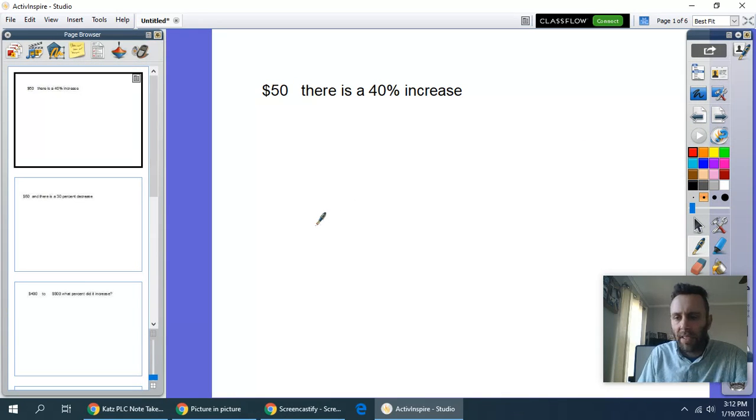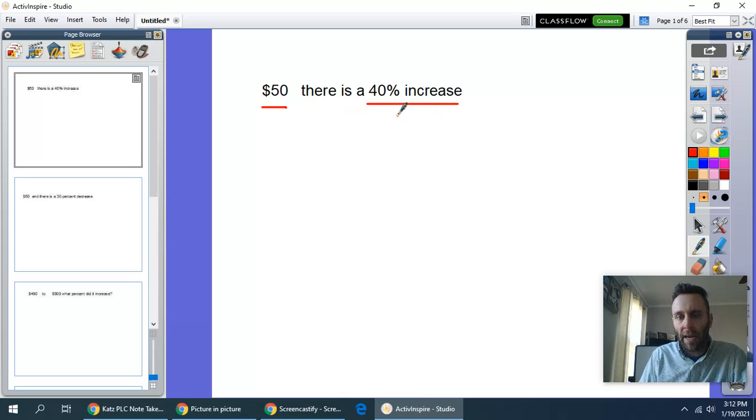So basically, if you had $50, and by the way, it doesn't have to be money that you relate percents to. For lack of coming up with a good example, money is always something that goes up and down by percents. So I'm using money in all these examples, but you would do the same thing as if this were 50 jelly beans or 50 whatever, fill in the blank. So $50, there is a 40% increase.